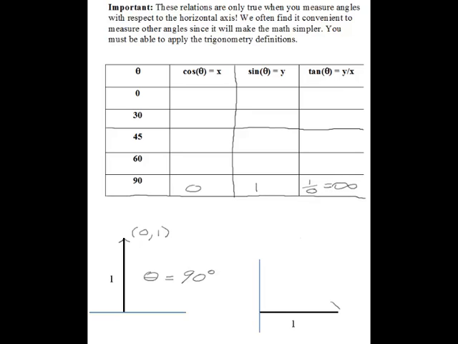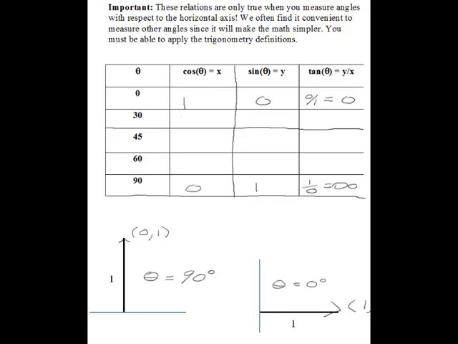For 0 degrees of an angle, the hypotenuse lies horizontally. In this case, the x-coordinate is 1 and the y-coordinate is 0. So we have cosine of 0 is 1, sine of 0 is 0, and 0 divided by 1 gives us 0 for the tangent function.